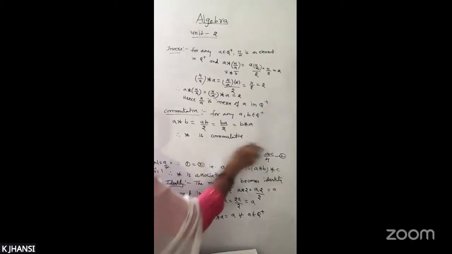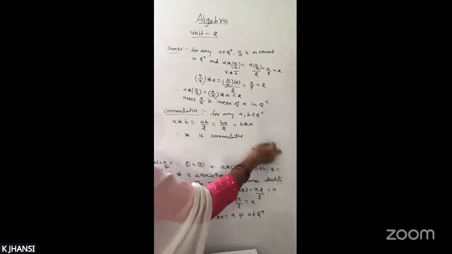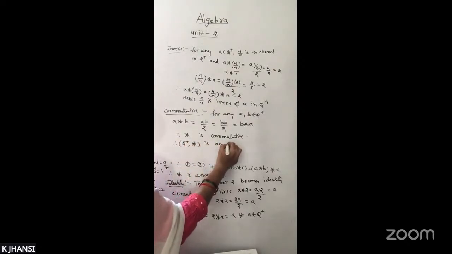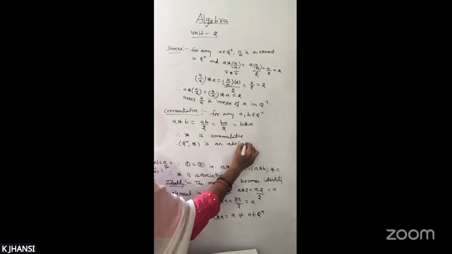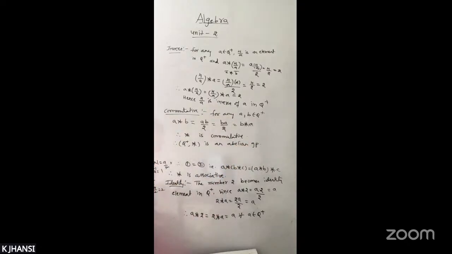So last one you can write Q plus is an abelian group. Therefore, Q plus comma star is an abelian group, because it is satisfying all the 5 properties. So this is the important problem. So it is regularly asked in the examination.